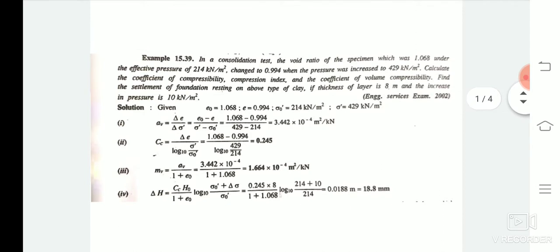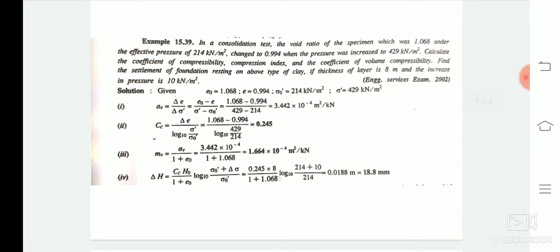In the consolidation unit, we have studied the terms used in consolidation, the test procedure for consolidation, and the parameters that are obtained from consolidation and its procedure. So now we are going to solve some numericals related to consolidation. So let us start with the first numerical.